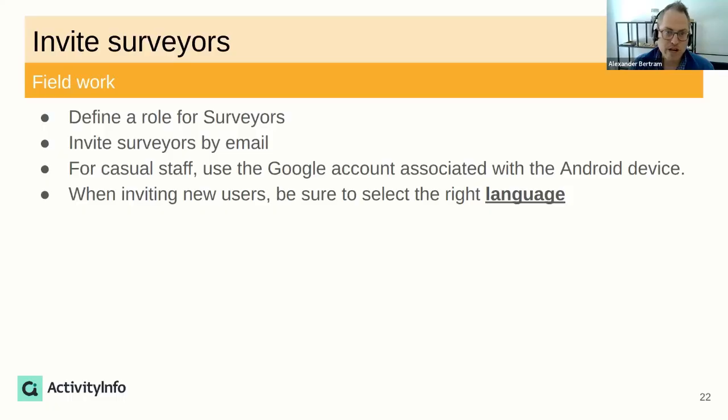We're also going to look at inviting surveyors. We'll invite them by email. If you're working with members of your own team, then you'll just give them access to the forms, just like you would in ActivityInfo normally. If you're hiring casual labor or people that are just there for the survey, we recommend using a Google account that's associated with the Android device. That makes logging in and authenticating really easy. We'll see that in a moment.